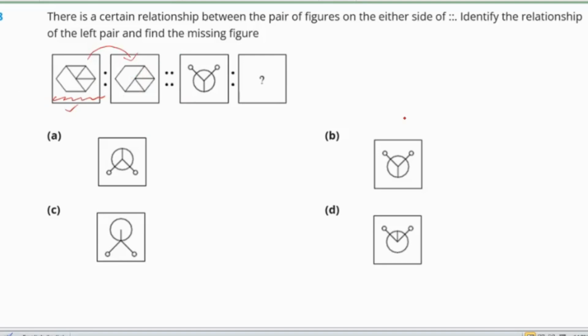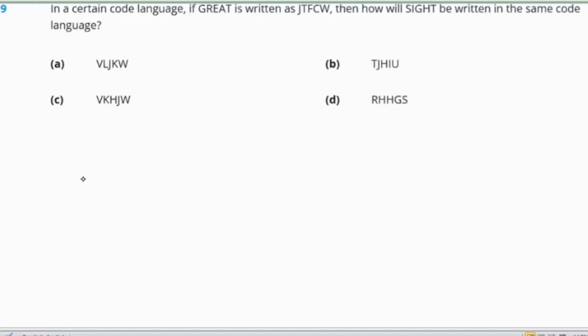Now, when we move towards the right side, that has to be the water image, correct? And if we are talking about the water image, it should look like this. Okay, and that clearly matches with our option A. Got it? Okay, so let's move on.